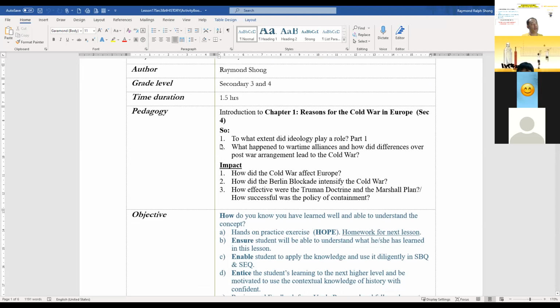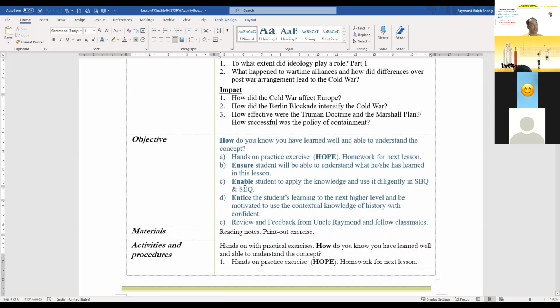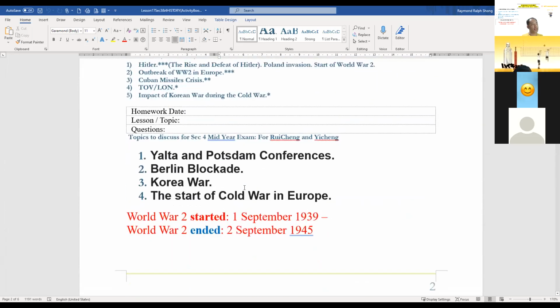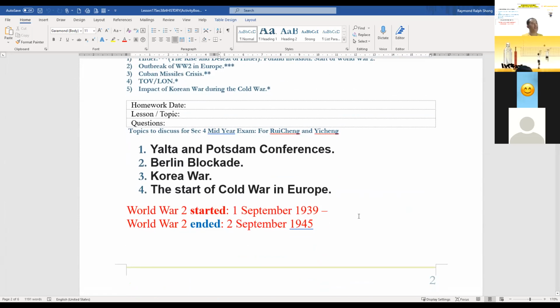So we're going to talk about to what extent ideology played a role during the Cold War and how the Cold War affected Europe, including the Berlin Blockade as well as Truman's Doctrine and the Marshall Plan, and of course the Yalta Conference and Potsdam Conference. So we'll give you more details on that as well. First and foremost, let's go through the topics tonight that we are going to cover, so hopefully it can help you for your exam tomorrow or whichever day you're having it soon.